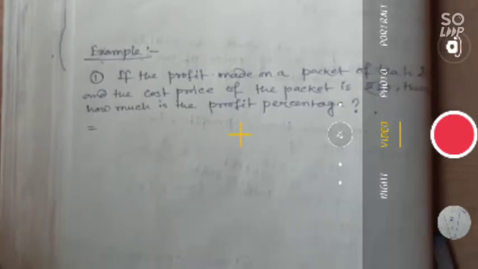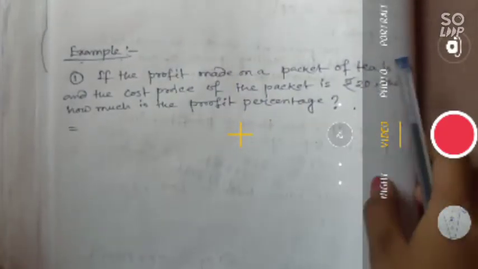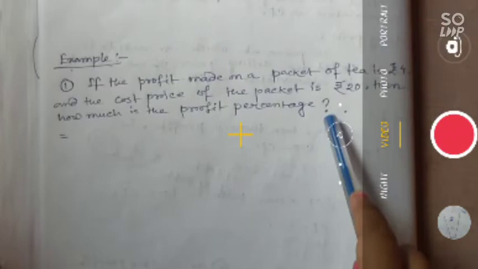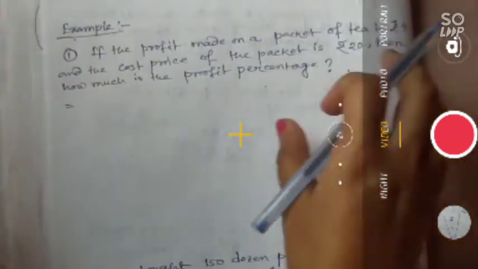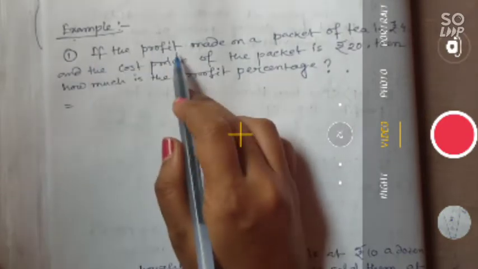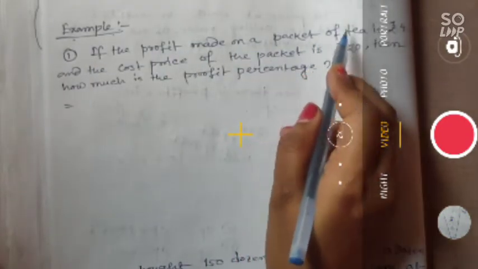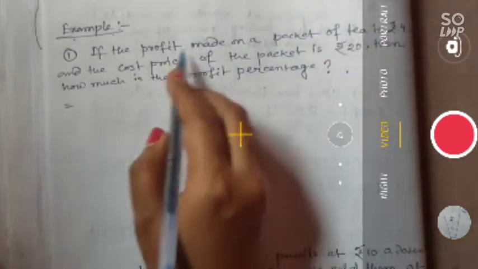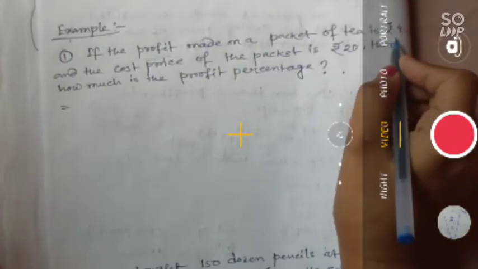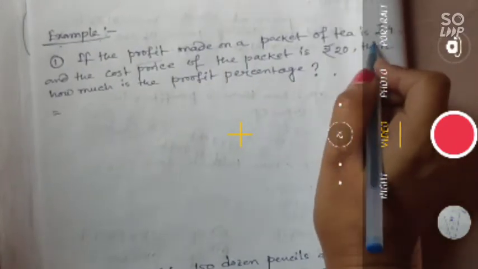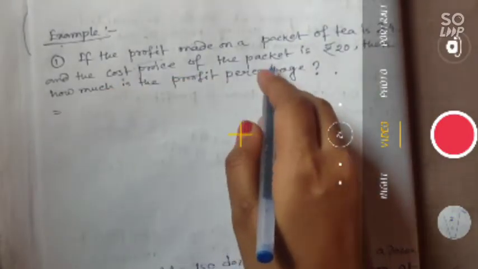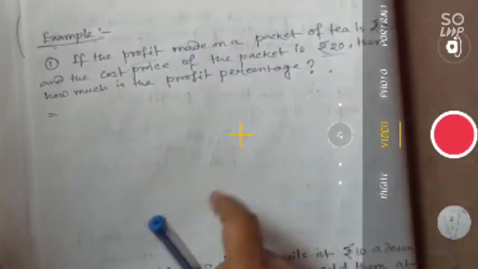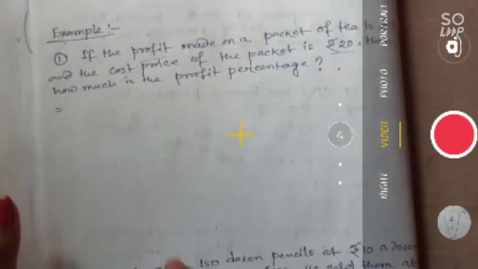Okay, so let us solve this problem. You will solve this problem with me. First of all, let us read this question. If the profit made on a packet of tea is 4 rupees, so the profit is how much? 4 rupees, yes, and the cost price of the packet is 20 rupees. Then how much is the profit percent?